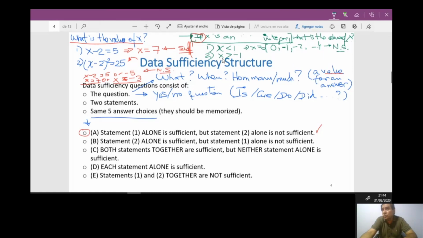What happens with statement 2? It is a similar situation. If you check the fact that x is greater than -1, you know, on a number line, here is 0, here is -1, here is 1, 2, 3. So a number greater than -1 could be 0, 1, 2, 3. So we see that there is no single answer again. So that's why statement 2 is not sufficient either.